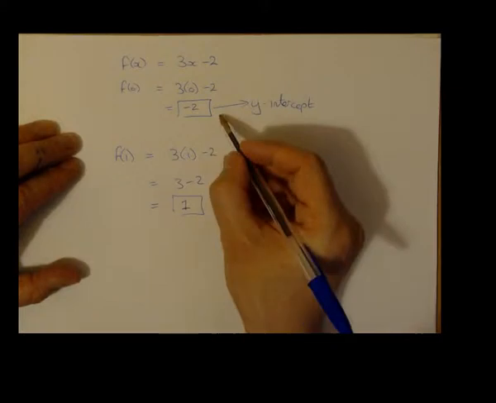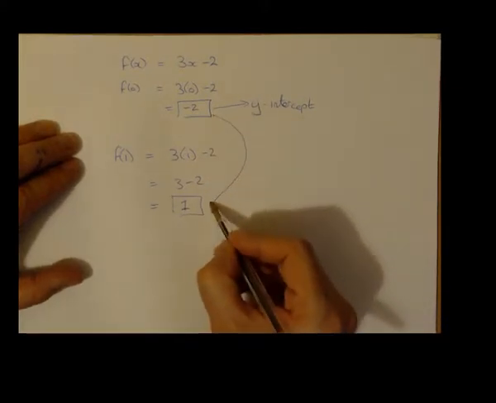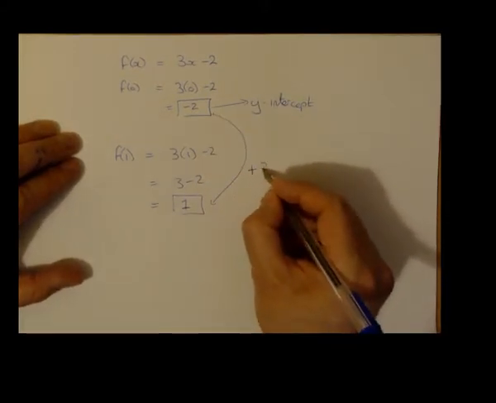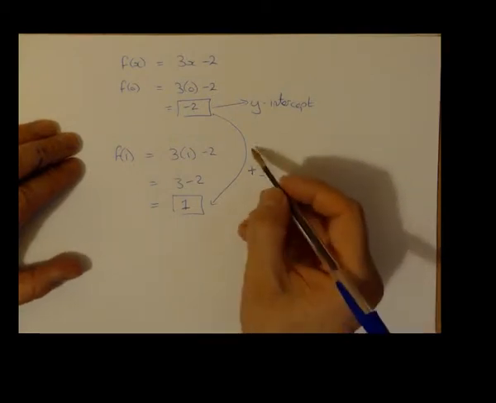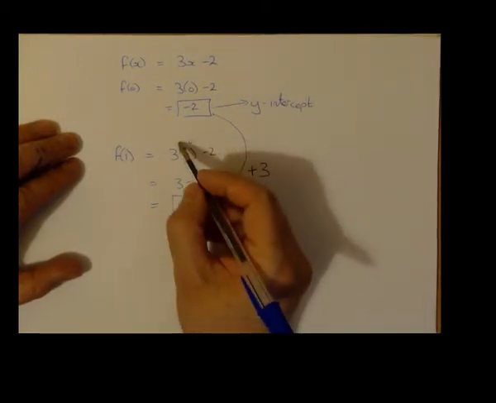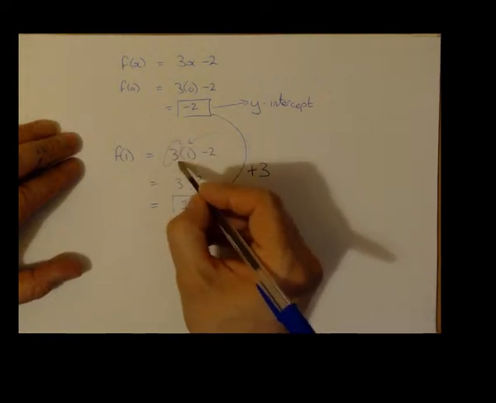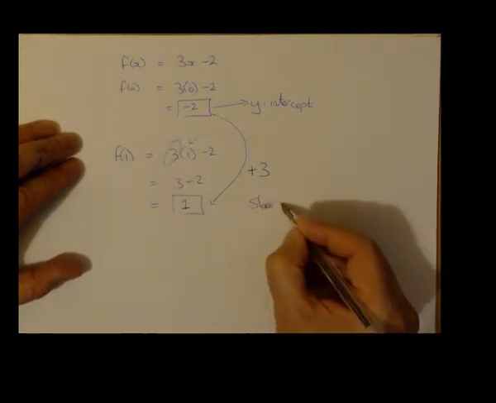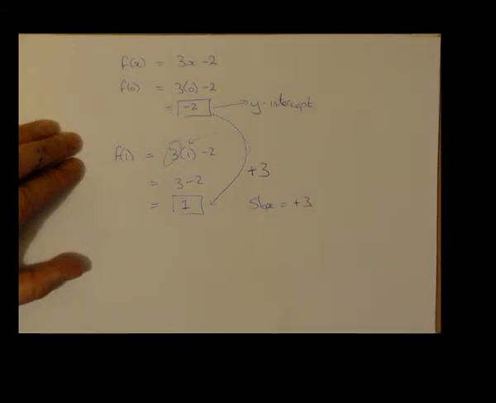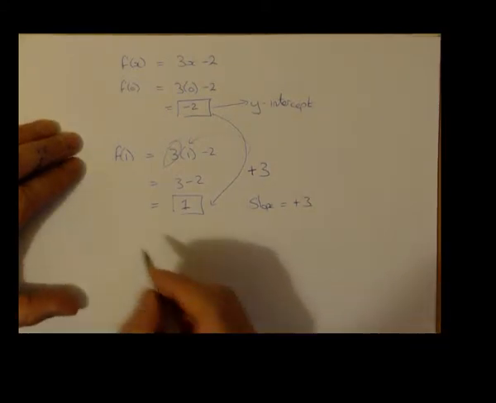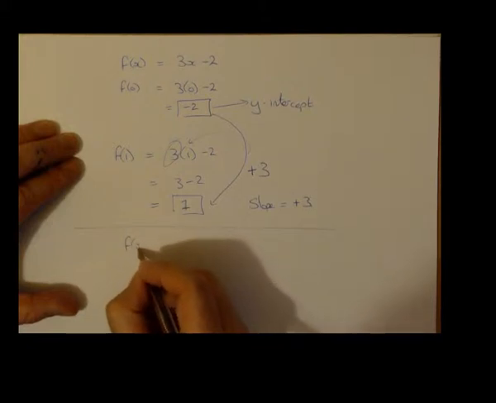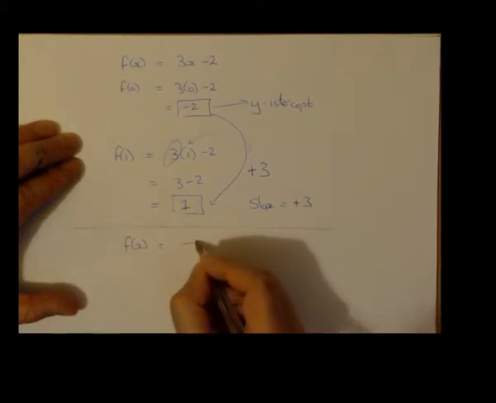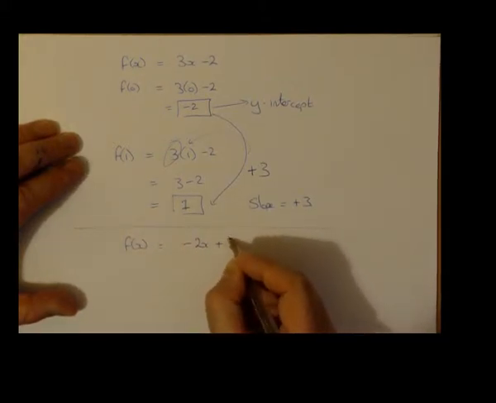So our y value has increased from -2 to +1, which is an increase of 3. And if you look here, you can really easily see that this increase is going to be the same as this number here. So our slope is +3. Let's have a look at another example. F of x equals -2x plus 5.